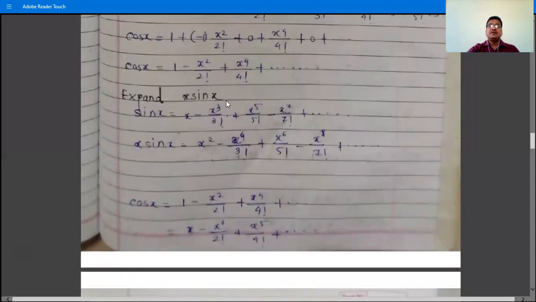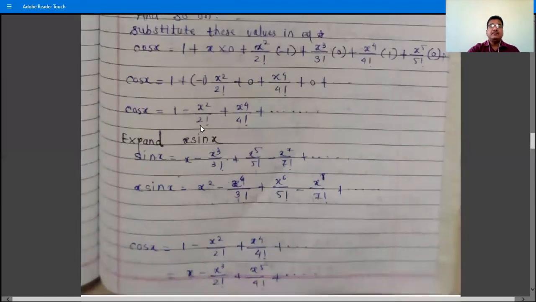So expand x into sin x. Sin x is x minus x cube by 3 factorial, plus x raised to 5 by 5 factorial, minus x raised to 7 by 7 factorial, and so on. So x into sin x, just multiply by x: x square minus x raised to 4 by 3 factorial plus x raised to 6 by 5 factorial minus x raised to 8 by 7 factorial, and so on. So this is the expansion of x into sin x.